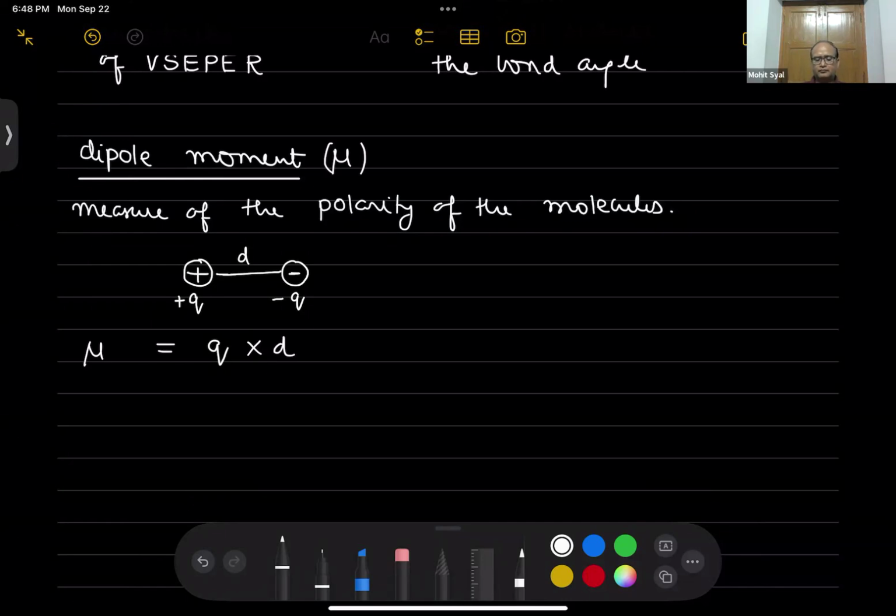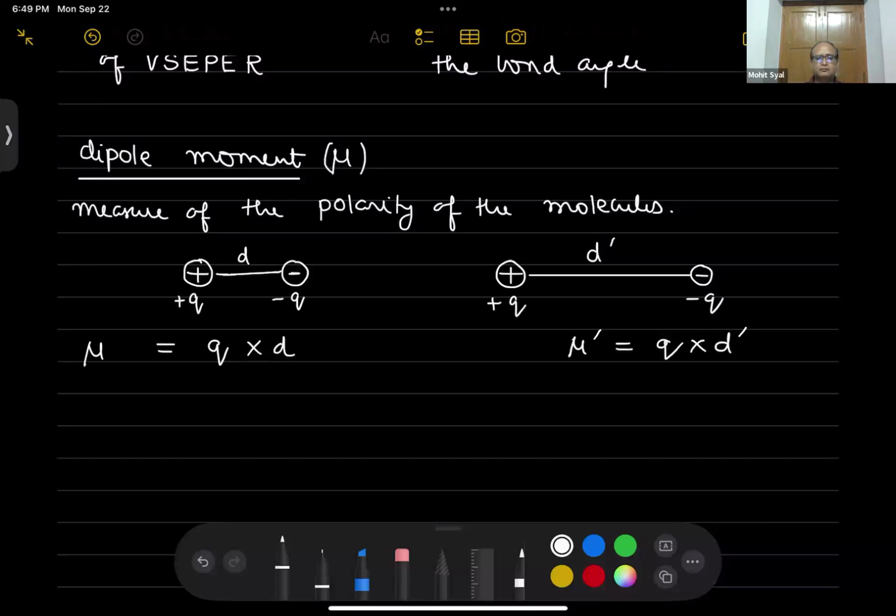Is it clear? Yes, sir. Suppose if you have the same charges, plus Q and minus Q, separated at a larger distance. So where the dipole moment is going to be more, and which molecule is considered to be the more polar? The charge is same, only the distance has increased.